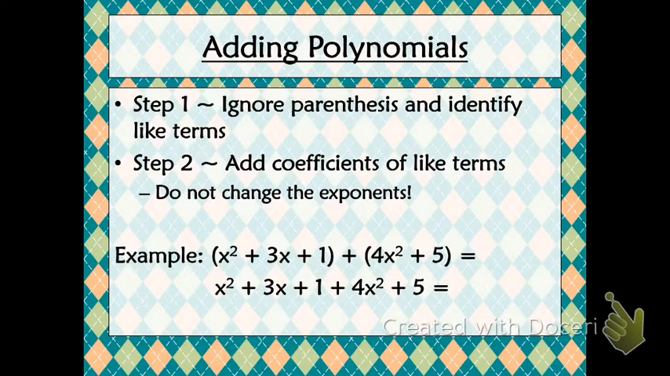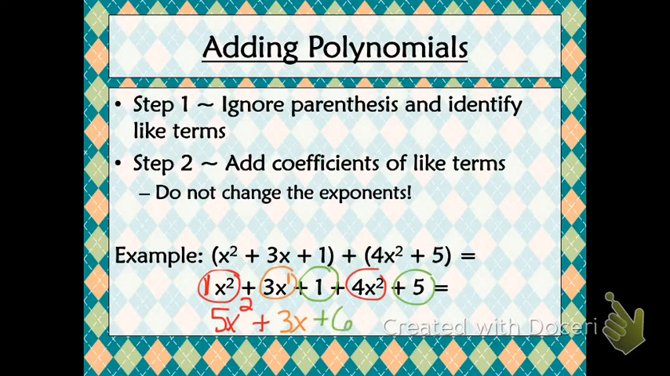Now we work from highest degree to lowest degree, so the highest degree here is a 2, and we have a 1x squared and a 4x squared, which when we add those together we get a 5x squared. Then you move to the next highest degree, which would be a 1. We have a 3x to the first power, and we do not have another term that has a first power. So there's nothing to combine it with, it just remains the same. The next degree would be degree 0. That would be a term that has 0 x's in it, so the 1 and the 5, which when we combine those we get 6.